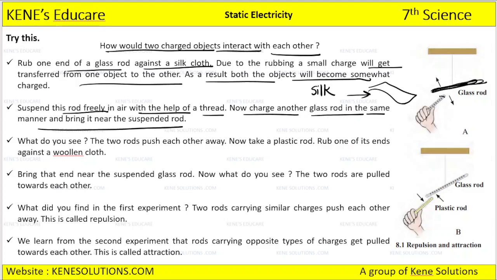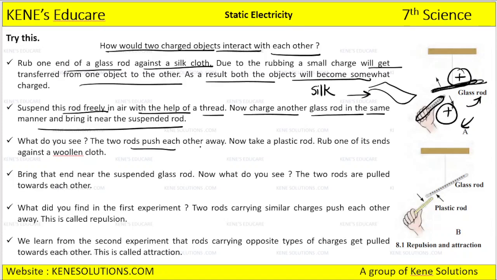So I am charging another such glass rod, again rubbing on the silk, and I am simply bringing them close. In that case, these two glass rods will repel each other. If they are showing repulsion, that means there must be a similar charge on these two glass rods. That's because of these two similar charges, they are repelling each other. They are repelling. Okay. What do you see?